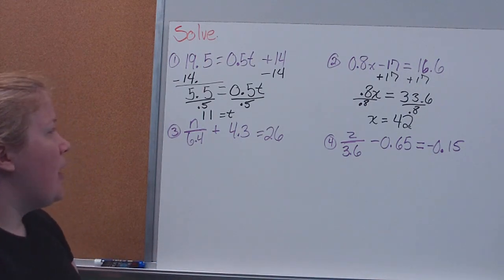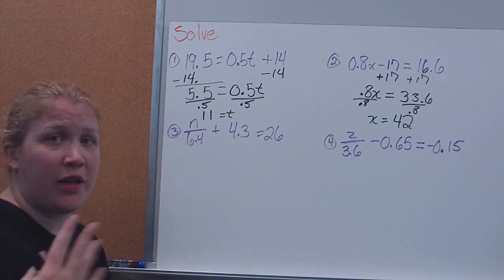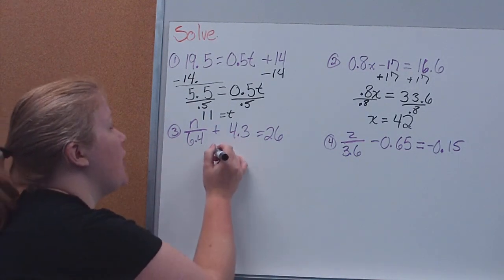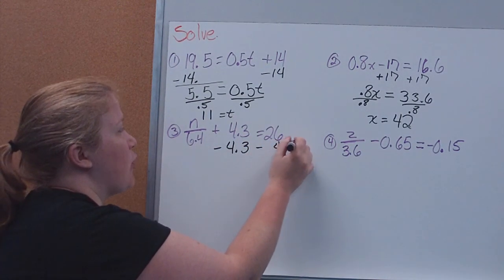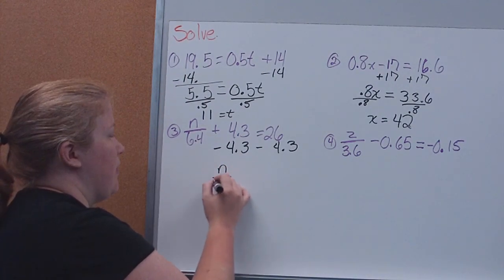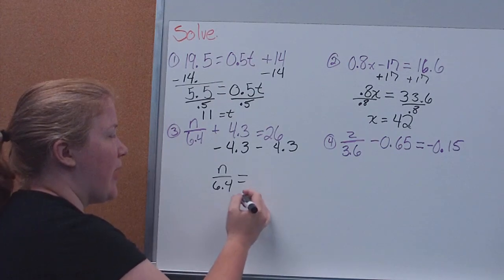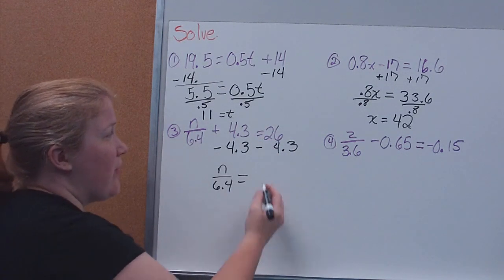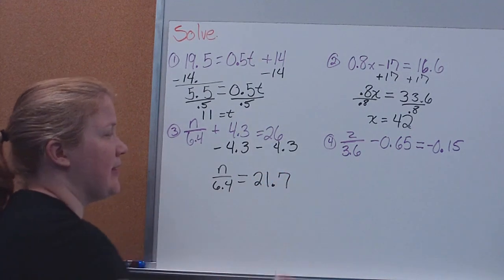I fixed it. Okay, here you'll notice we're dividing and we're adding. So we want to undo that in the opposite order. So I'm going to undo my addition first using my inverse operation, which is subtraction. These ones cancel out. I'm left with n divided by 6.4. When I subtract 4.3 from 26, I wind up with 21.7.